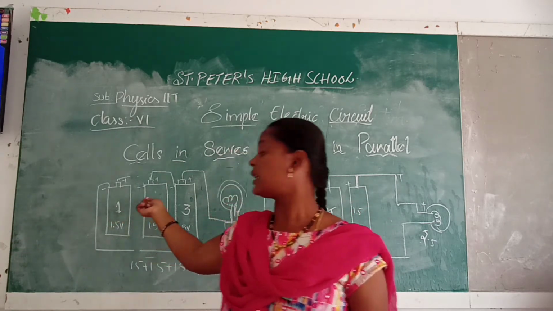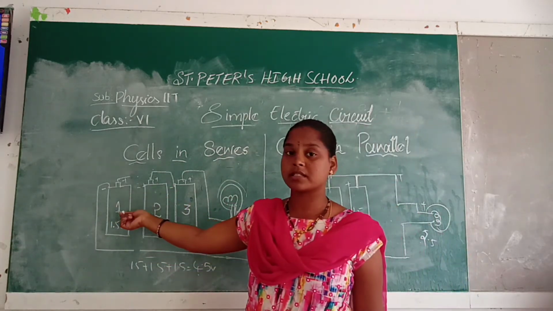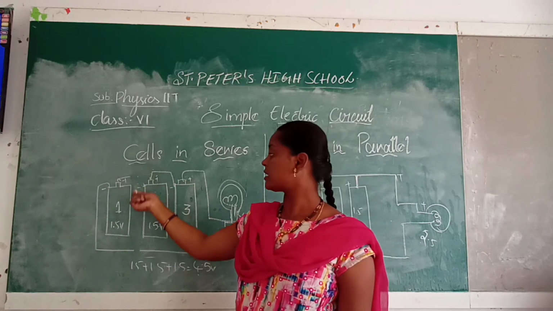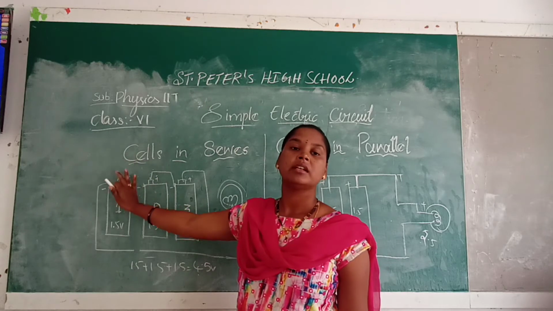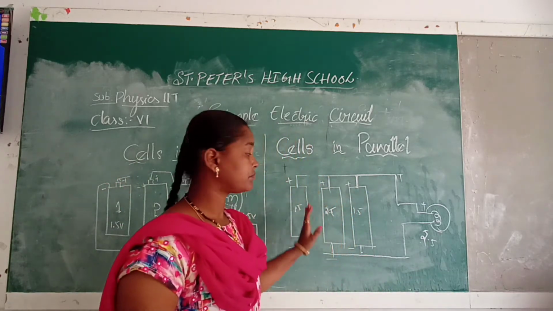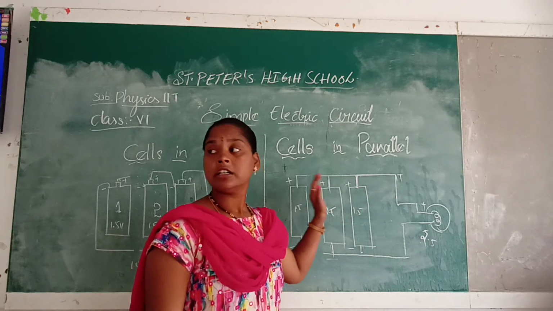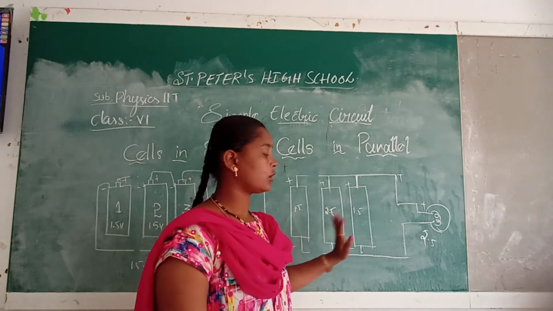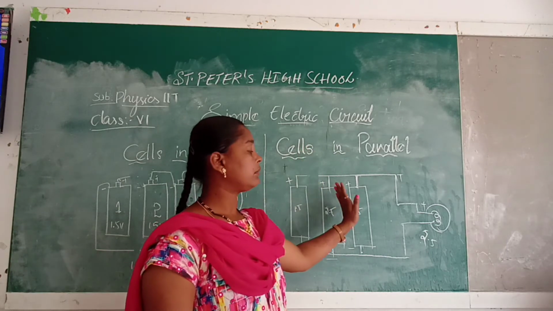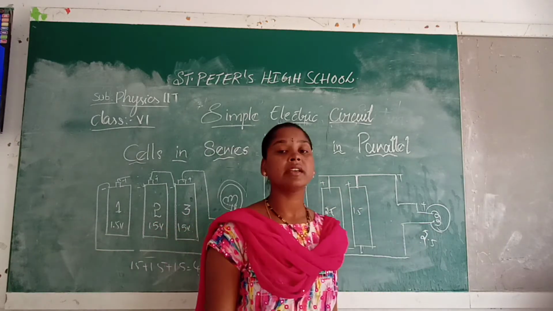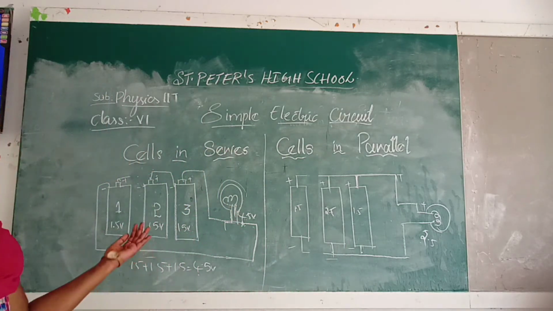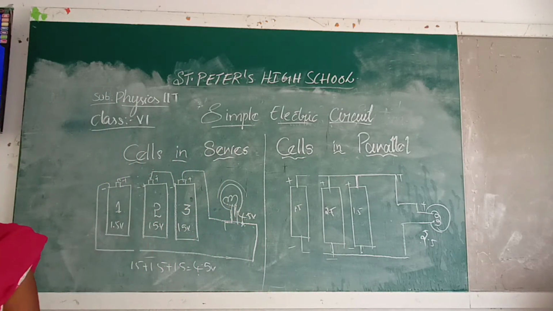Instead of cells, let's take bulbs here. Assume these are bulbs. So what happens is from positive to negative, positive to negative. Here if one circuit is broken, the bulbs stop glowing. Whereas in parallel, you take three bulbs, positive all together, negative all together. If you disconnect one bulb, the remaining bulbs glow with the help of the battery. Okay, so this is cells and bulbs in series as well as parallel.